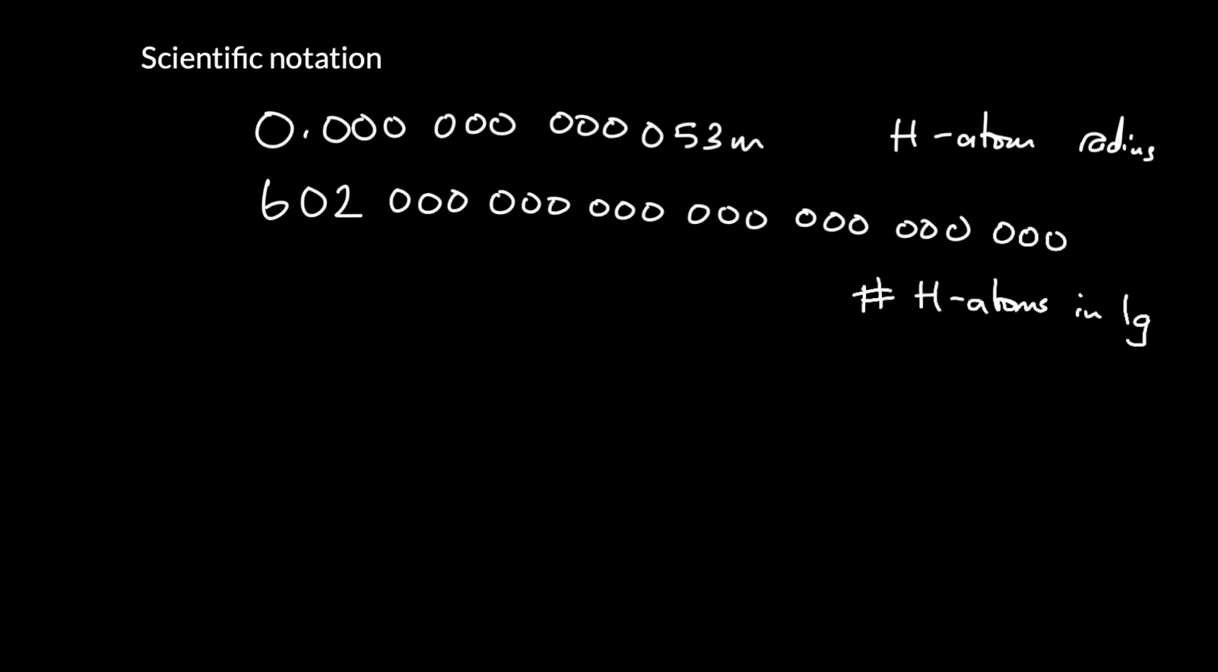Now, scientific notation gives us a way to write these numbers without going crazy with all these zeros. In scientific notation, all our numbers are written as essentially x times 10 to the y, and x is almost always a number between 1 and 10, although really between 1 and 9.99999, I suppose. And y is a whole number, so it can be 0, plus or minus 1, plus or minus 2, plus or minus 3, and so on.